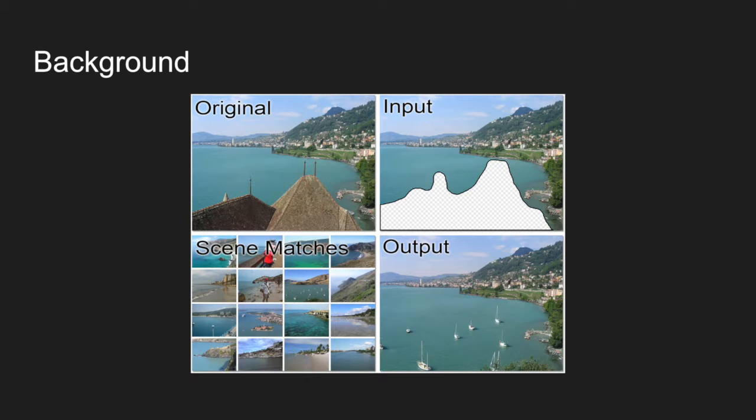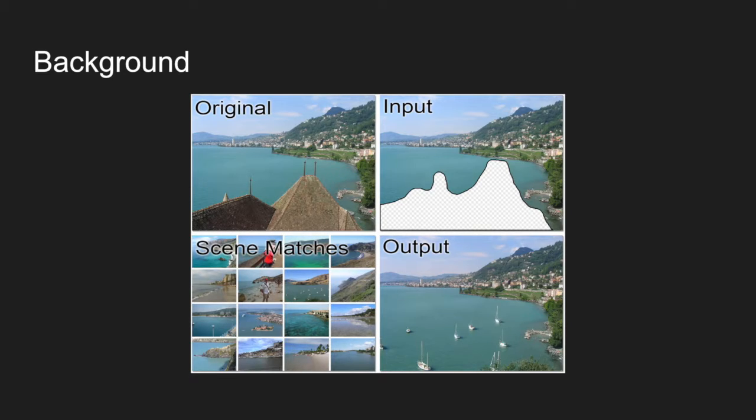Scene completion is useful when we have an image with missing or unwanted regions. Our goal is to fill in these gaps with new image data such that the new image appears unedited. While other methods attempt to fill in this missing region with information from the same image, we find semantically similar images and use them to create a realistic output.